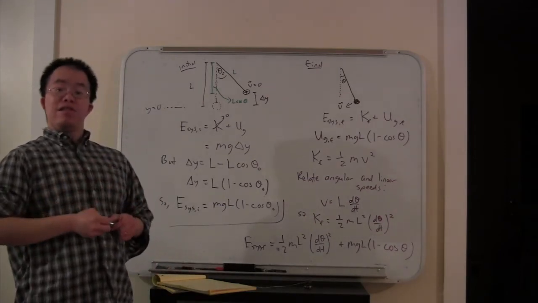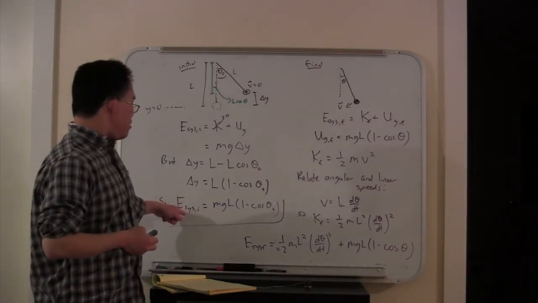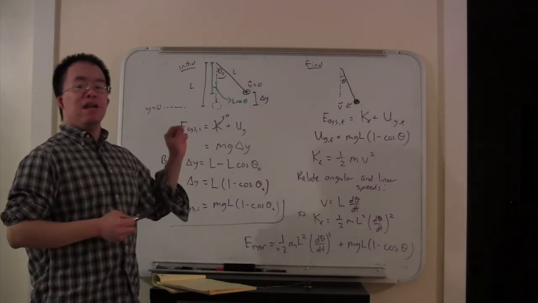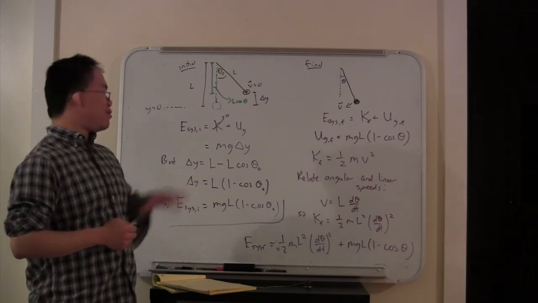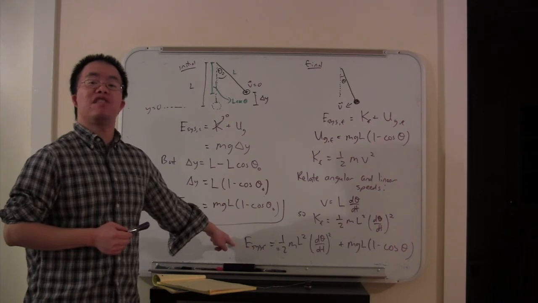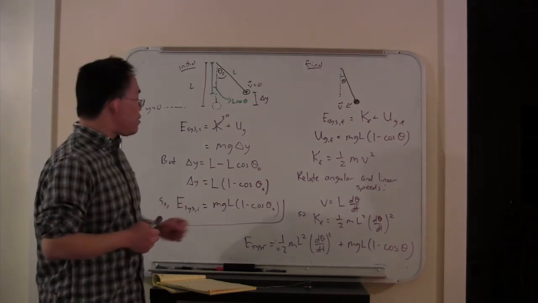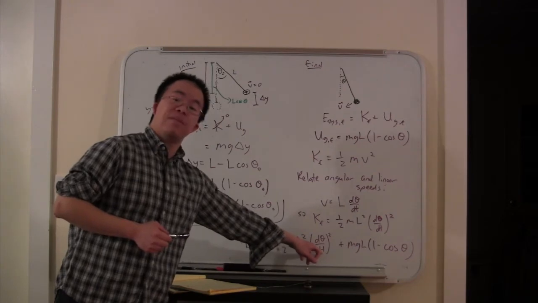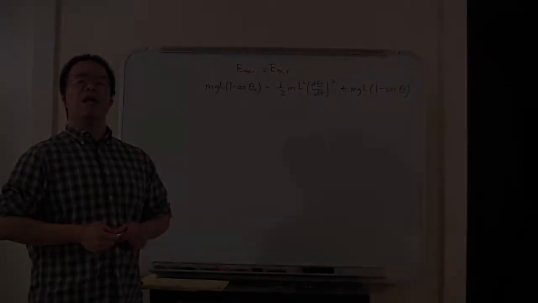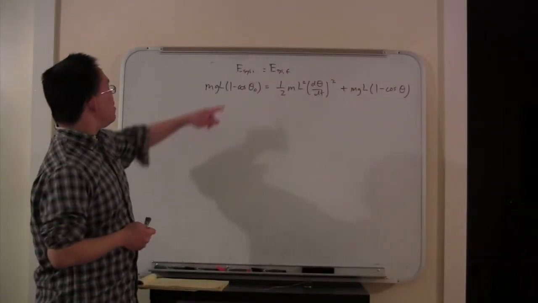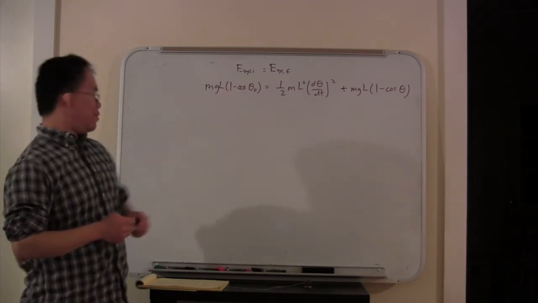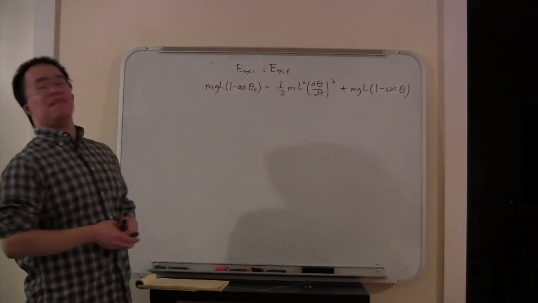Now, according to our energy principle, these two things, E system initial and E system final, ought to be equal to each other. So in the next scene, I'll erase the board and set these two equations equal to each other, and we'll be able to get something that involves d theta dt. All right. I've copied over from the last scene, and our goal now is to solve for d theta dt.